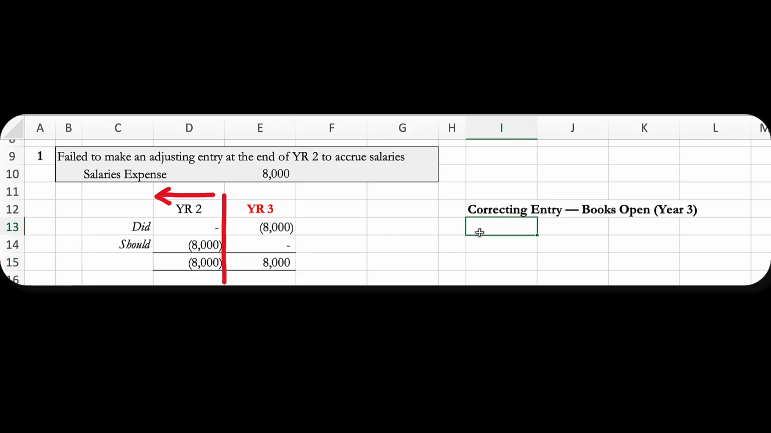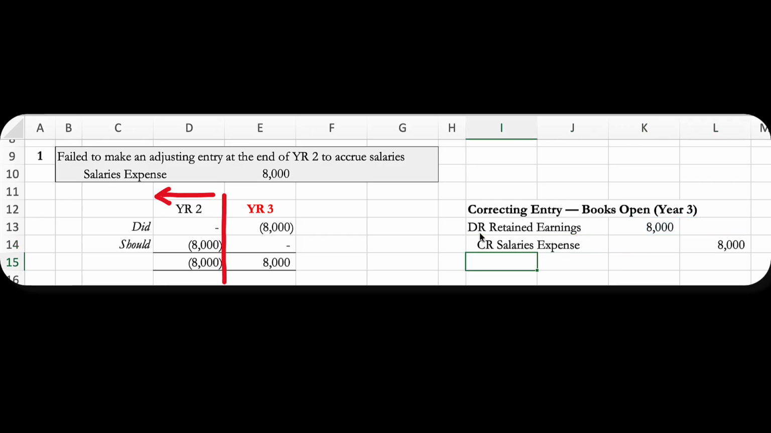So I'm going to make a journal entry to fix this. And to start, I need to fix the expense that I should have recognized last year. So I'm going to debit retained earnings. That's to the left of the line, for the error of $8,000. Now, the credit for year 3 to fix year 3, where the books are currently open, is to reverse this salaries expense that I did recognize that I should not have.